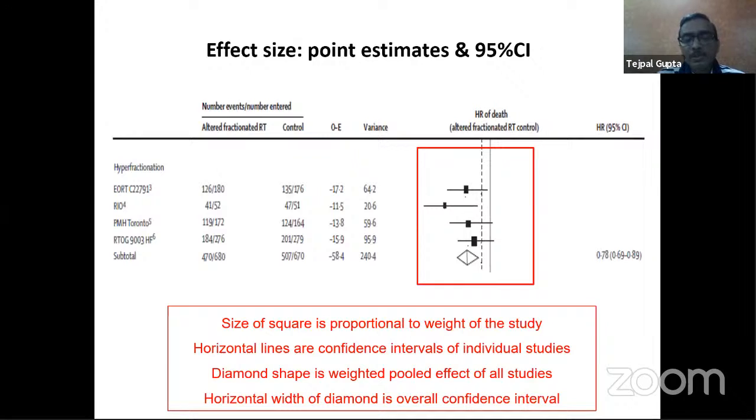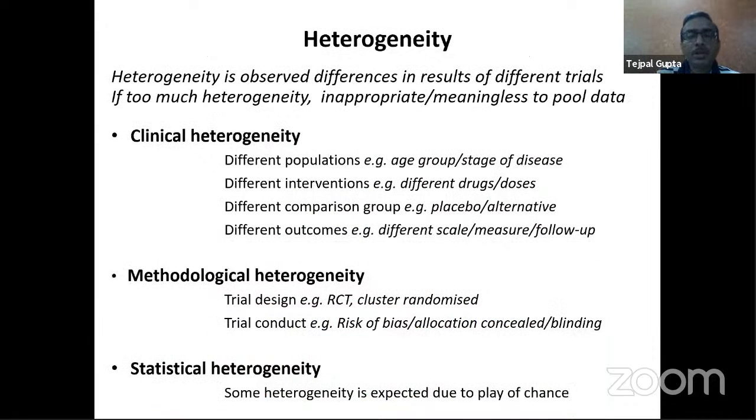So as I said, once again, size of the square is proportional to the weight of the study. The horizontal lines are confidence intervals of individual studies. The diamond shape is the weighted pool effect of all studies, and the horizontal width of the diamond is the overall confidence interval.